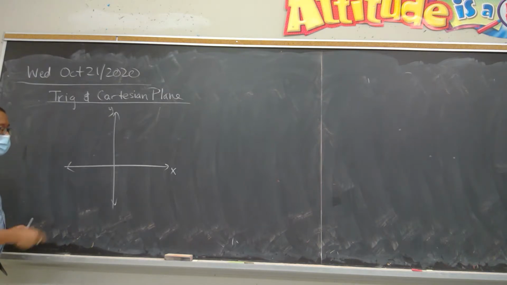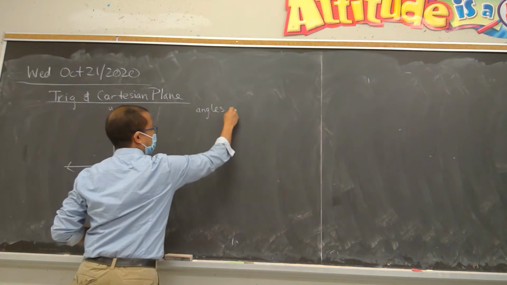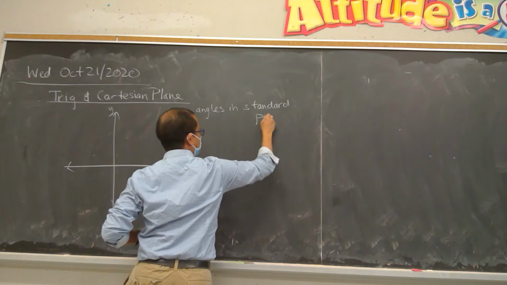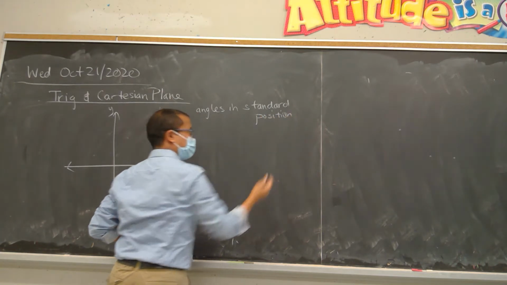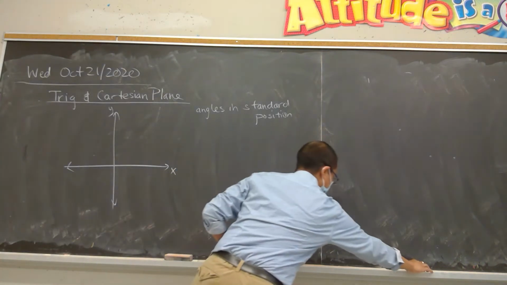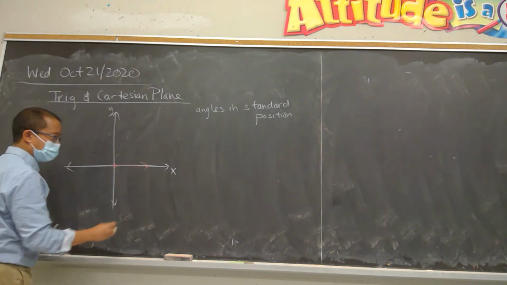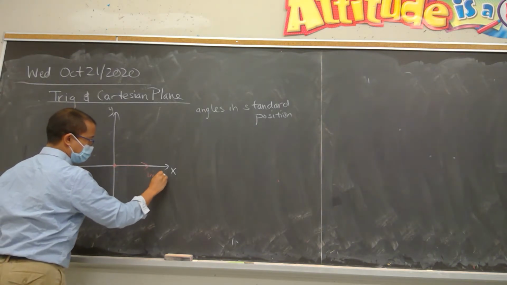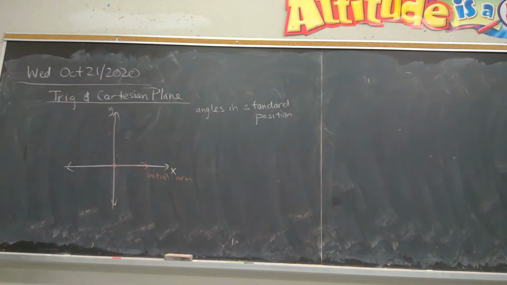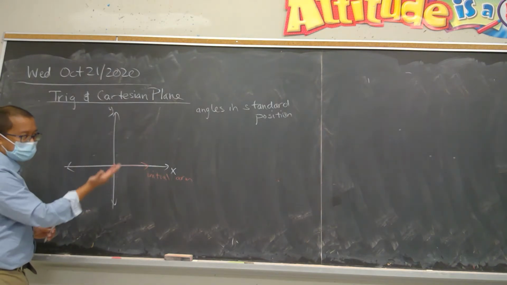We have the Cartesian plane here, and the first thing we can talk about is angles in standard position. At this moment, you don't really know what that is, so let's talk about it. Usually, from the origin, this red line is called the initial arm. It's always along the x-axis towards the right. It seems silly, but that's what it's called. It's called the initial arm.